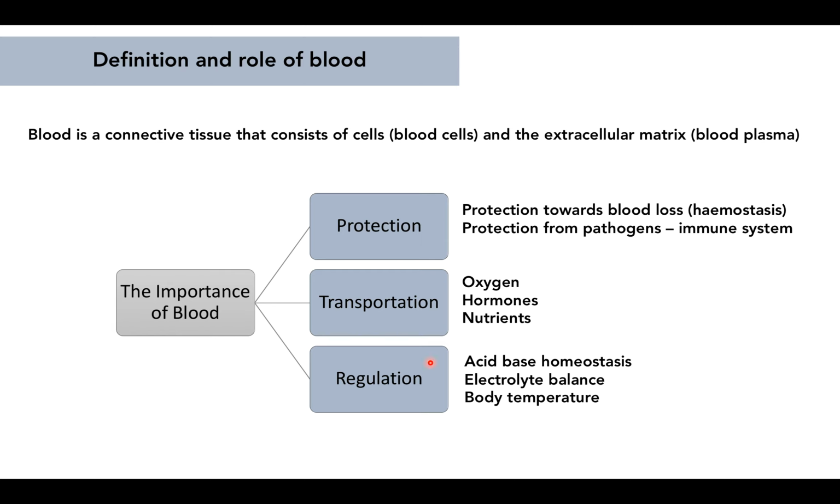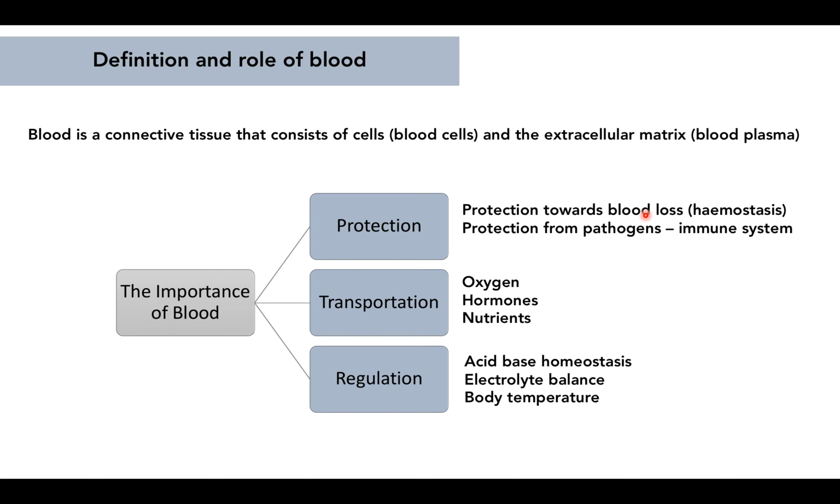Exactly how does it protect? Well, there's firstly a protection against losing blood, which is called hemostasis, and then there's also protection from pathogens, and this is what basically our immune system does. But as I've said before, that's because blood is composed of white blood cells. These white blood cells have a big function in the immune system. And then for transportation purposes, blood can carry oxygen, hormones, as well as nutrients.